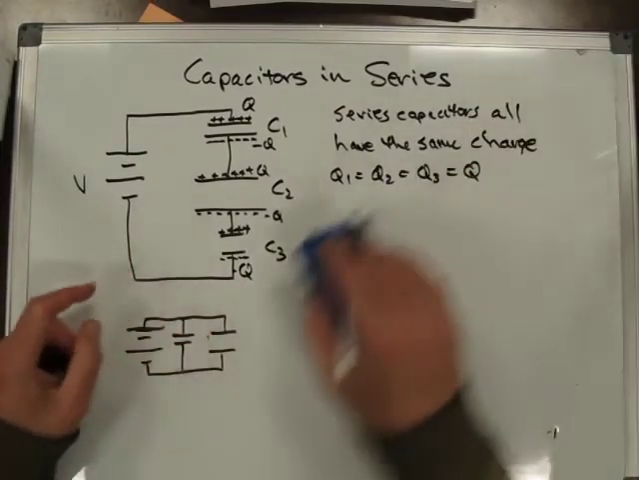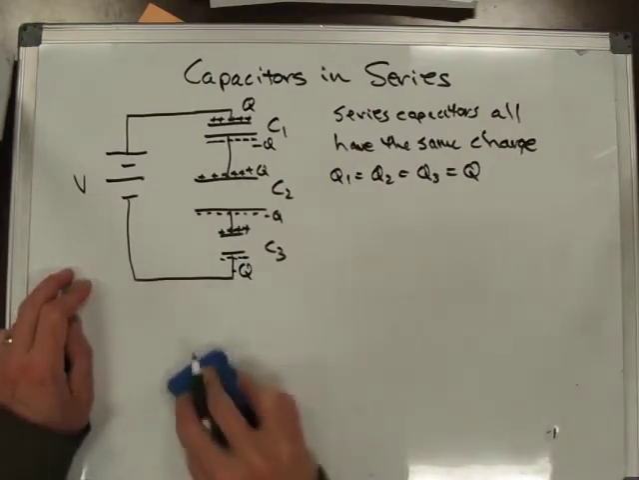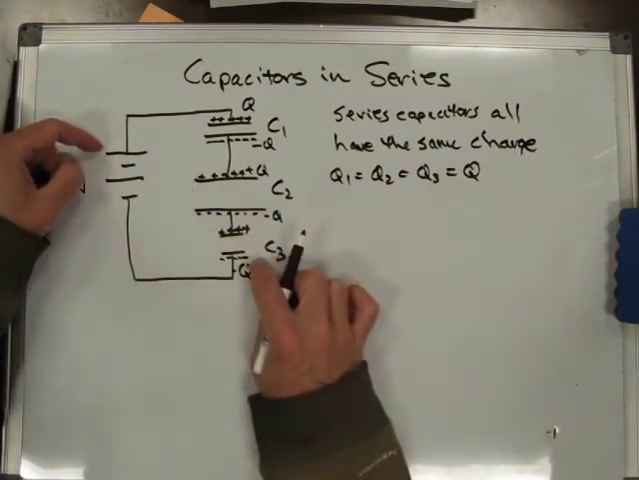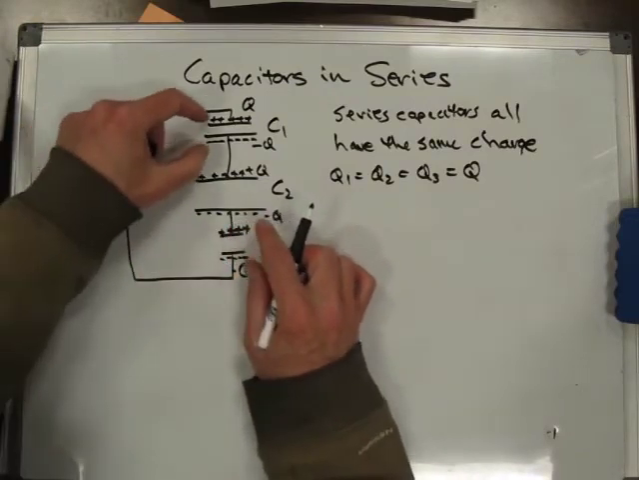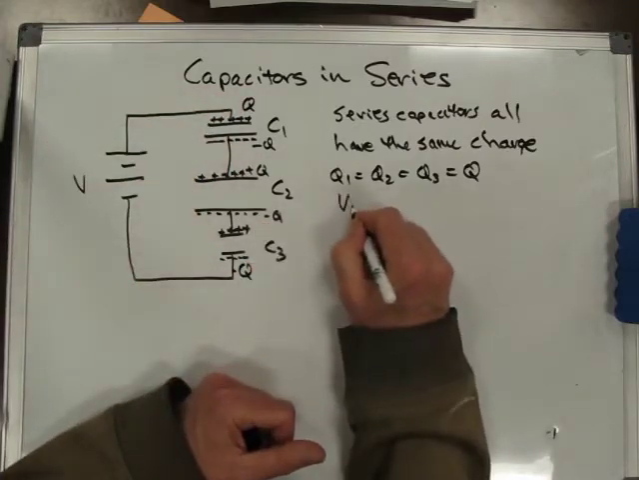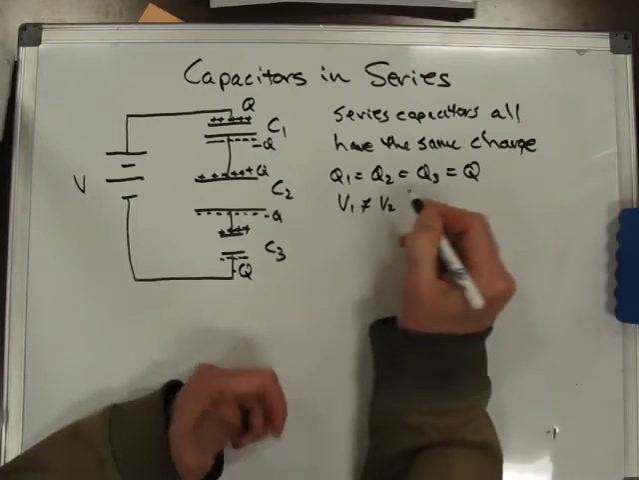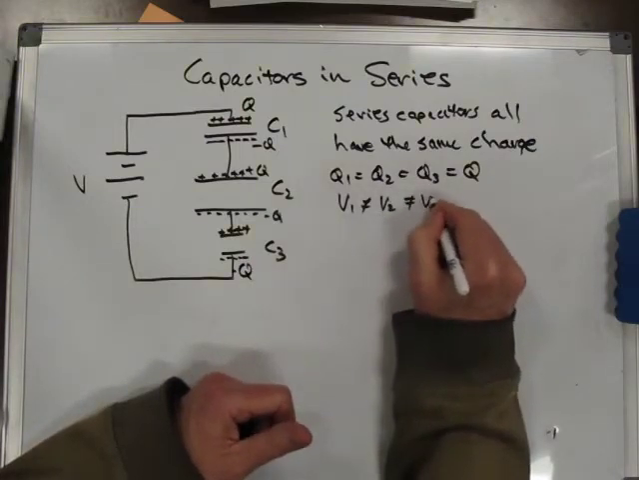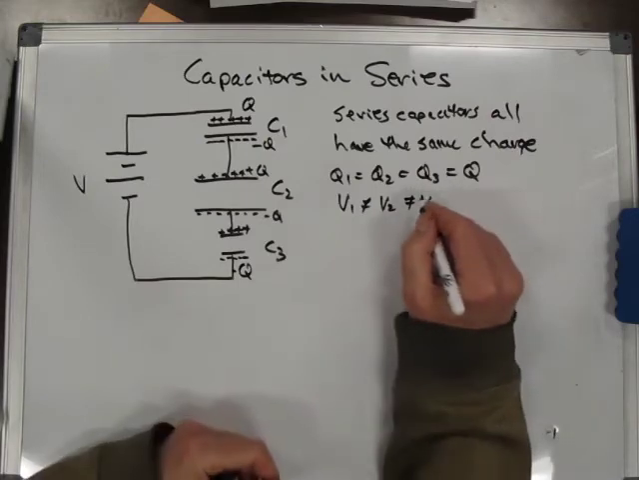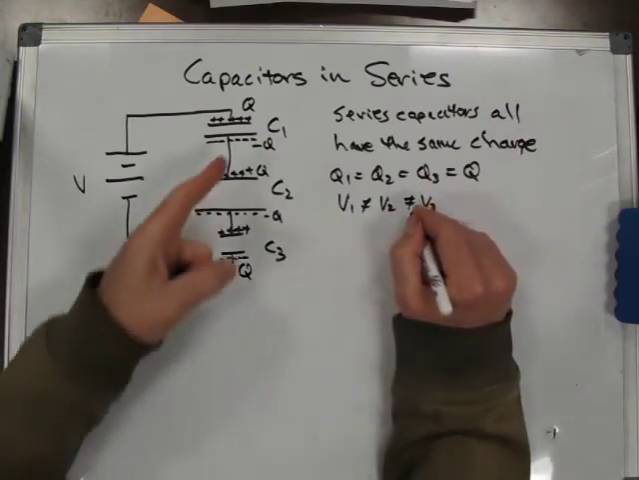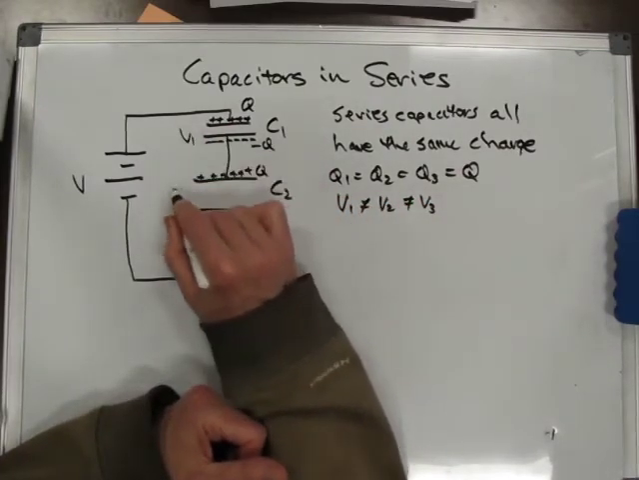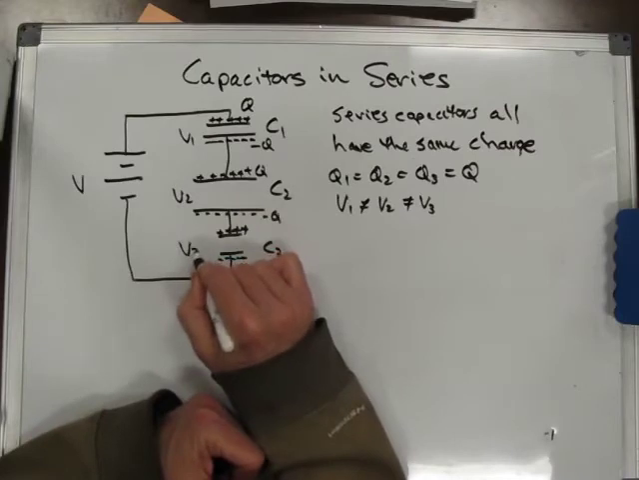This is not the case with series capacitors. In series capacitors, the bottom wire is connected to this guy, which is not connected to this guy. And so while these guys have the same charge, they don't have the same voltage. V1 is not equal to V2, not necessarily anyway, not equal to V3. So what is the same? This guy has a V1, this guy has a V2, and this guy has a V3.